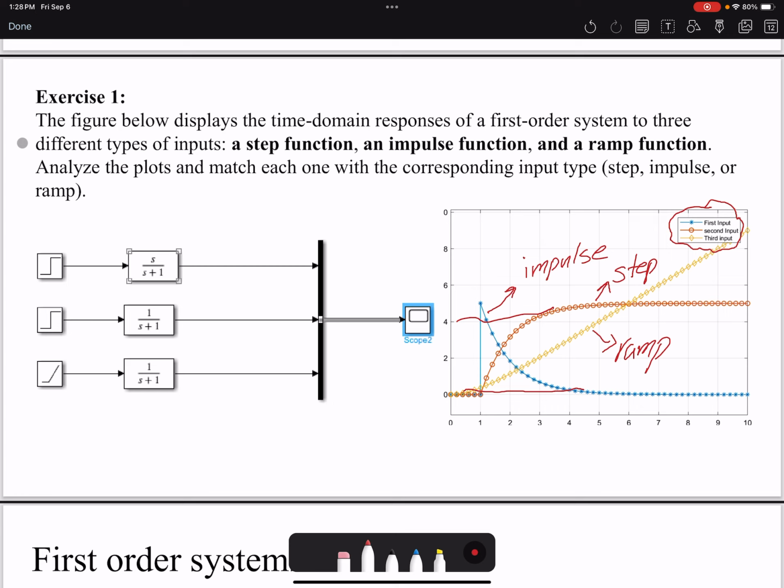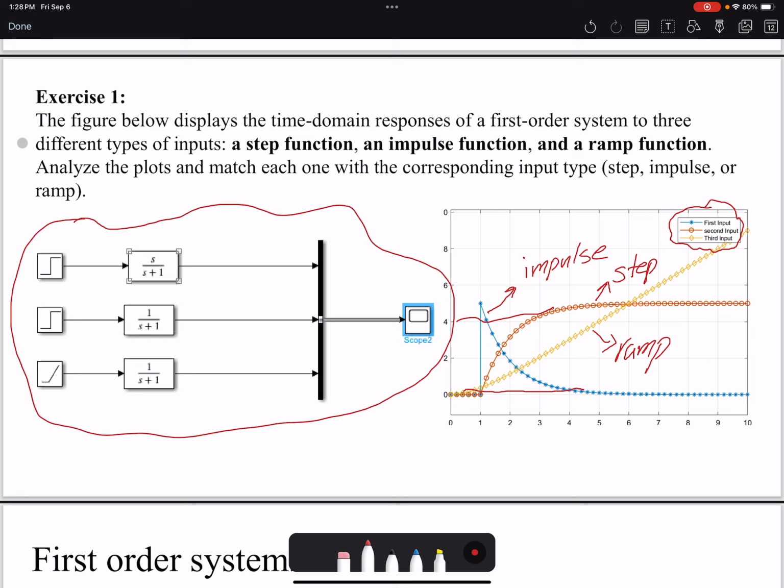If you look at the left, here we see the Simulink version of this. So we have our inputs. The first one is impulse, the second one is step, and the third one is ramp. We have our transfer functions. These boxes are transfer functions, and then we can get our output in the scope. So I have plotted this by just looking at this scope.